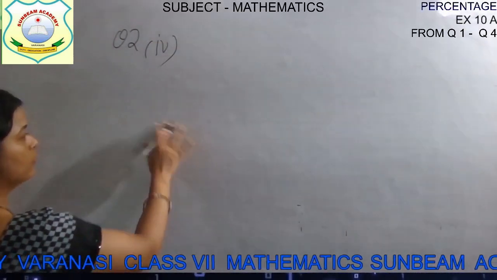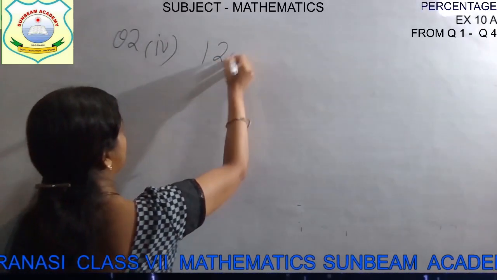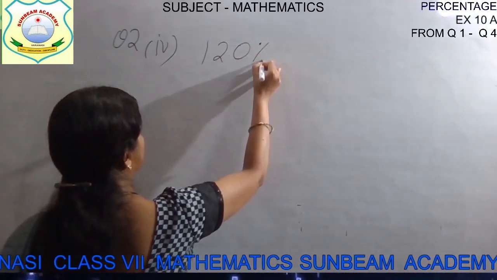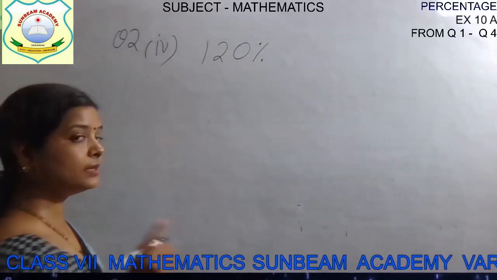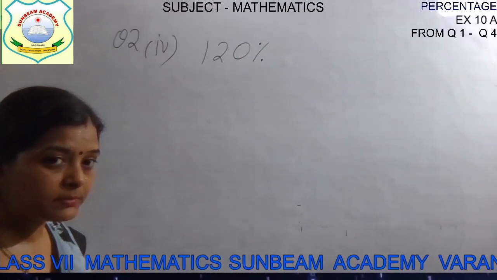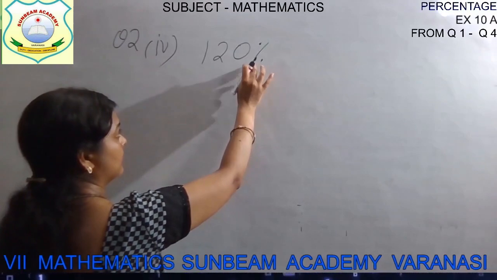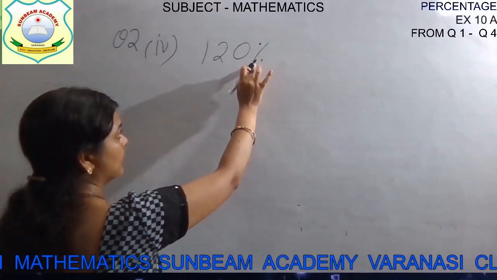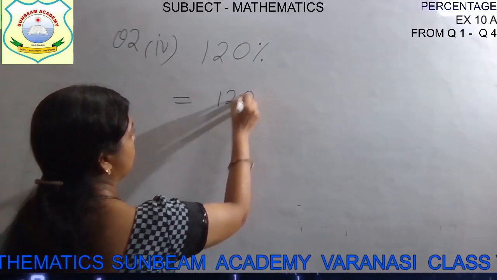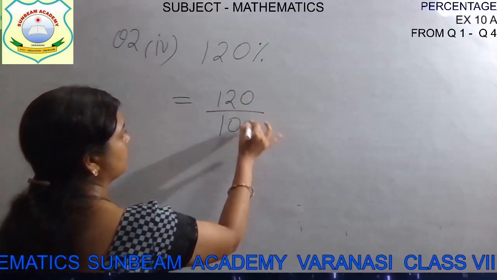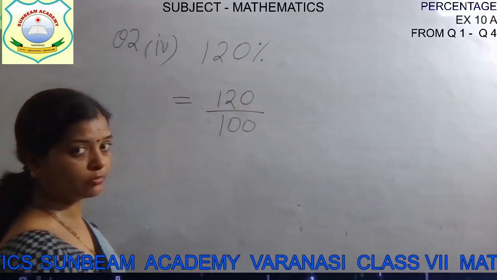Question number 2, fourth part. Okay, what is it, children? 120 percentage. What does percentage mean? Out of 100. So in place of this percentage sign, I am going to write it as 120 by 100. This is out of 100. 120% means out of 100.